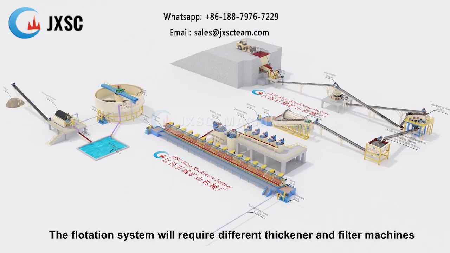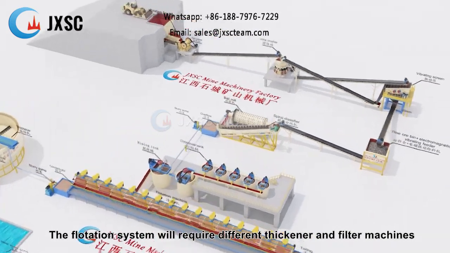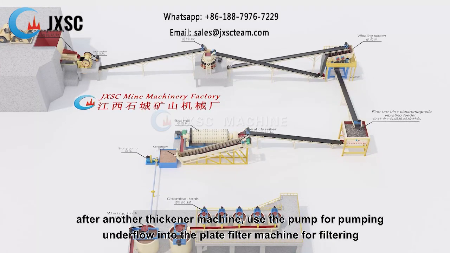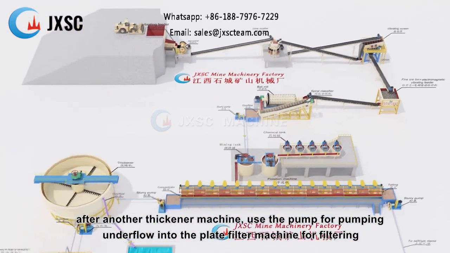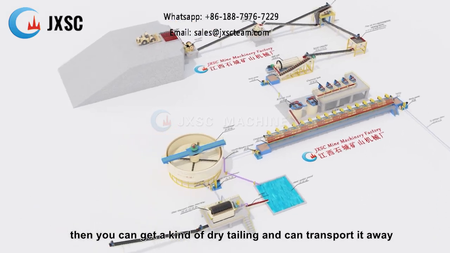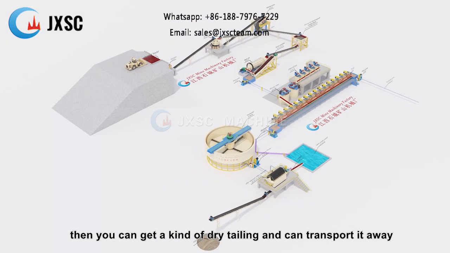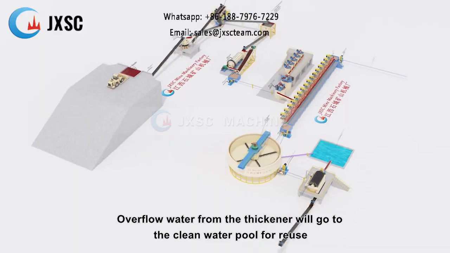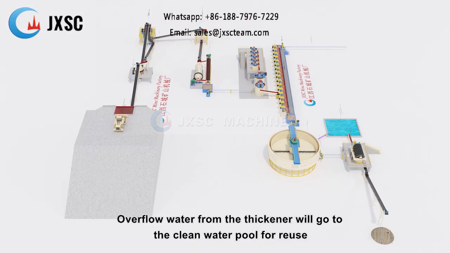The flotation system will require different thickener and filter machines. After another thickener machine, use the pump for pumping underflow into the plate filter machine for filtering. Then you can get a kind of dry tailing and transport it away. Overflow water from the thickener will go to the clean water pool for reuse.